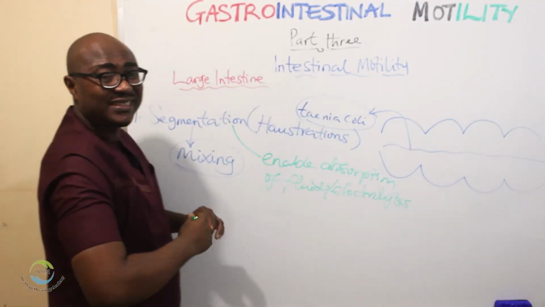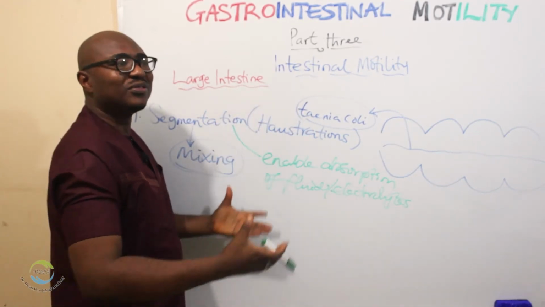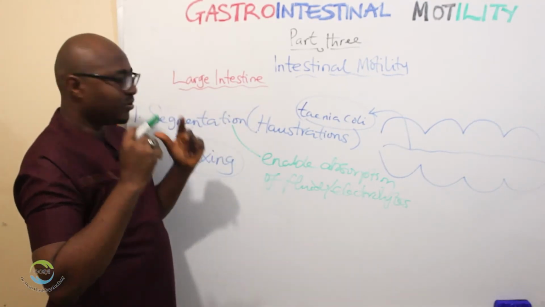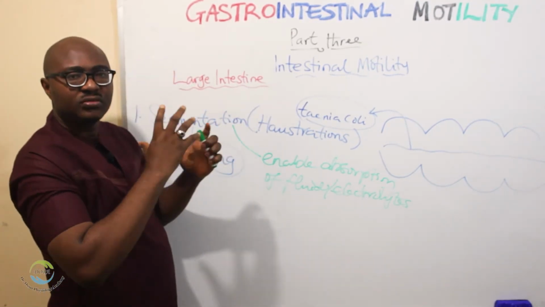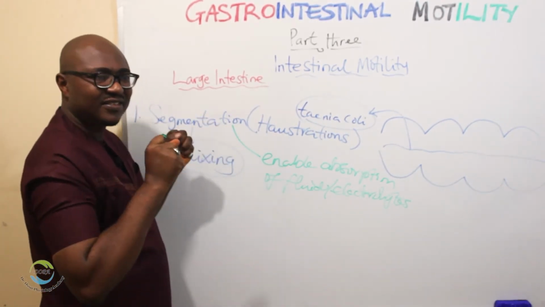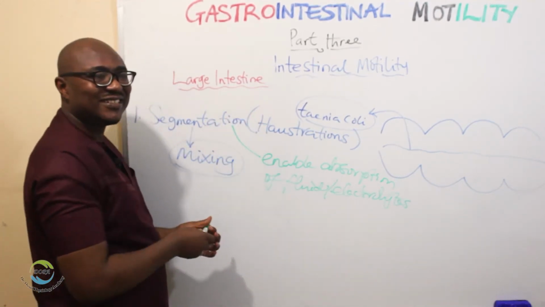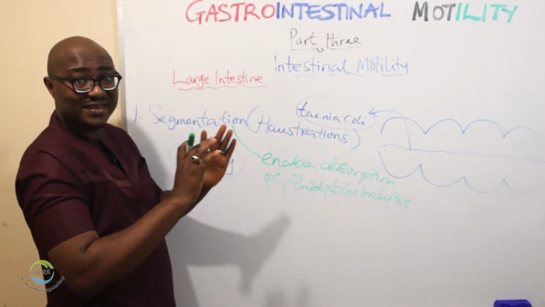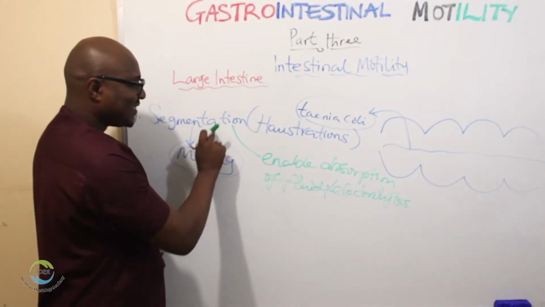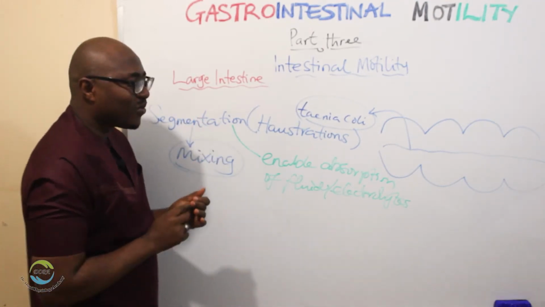Because about 10 liters of fluid generally are secreted into the small intestine. But at the same time, a lot of them are absorbed. So about 600 mils are still left when it enters the large intestine. And out of that 600, 500 milliliters will be reabsorbed because of this mixing segmentation contraction. So that's what happens.